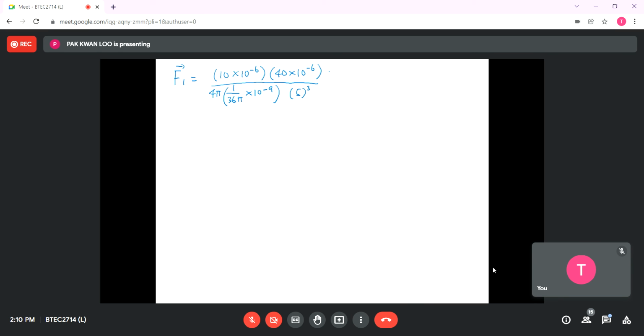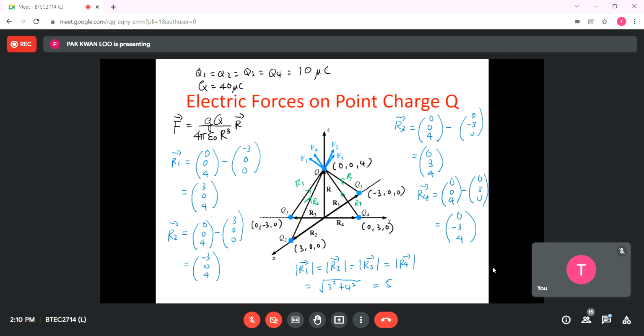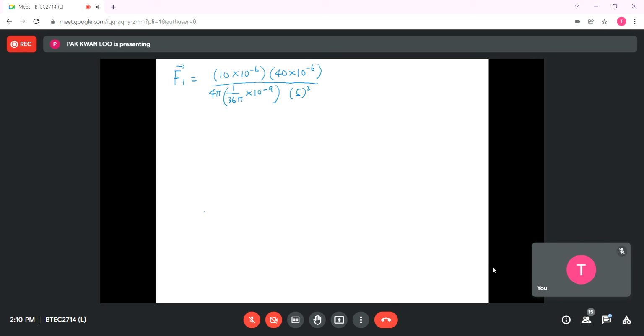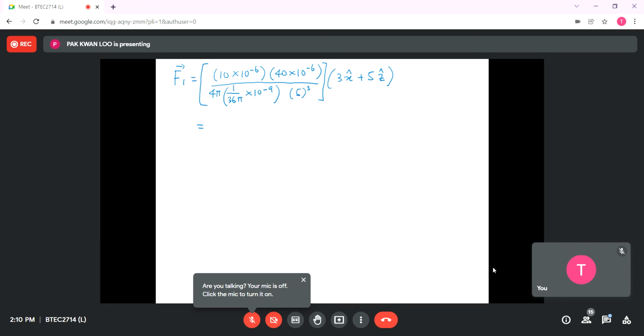And the vector R1 is (3, 0, 4). I can write this as 3x cap plus 4z cap. Okay. So let's calculate this. Let's calculate the square bracket term.